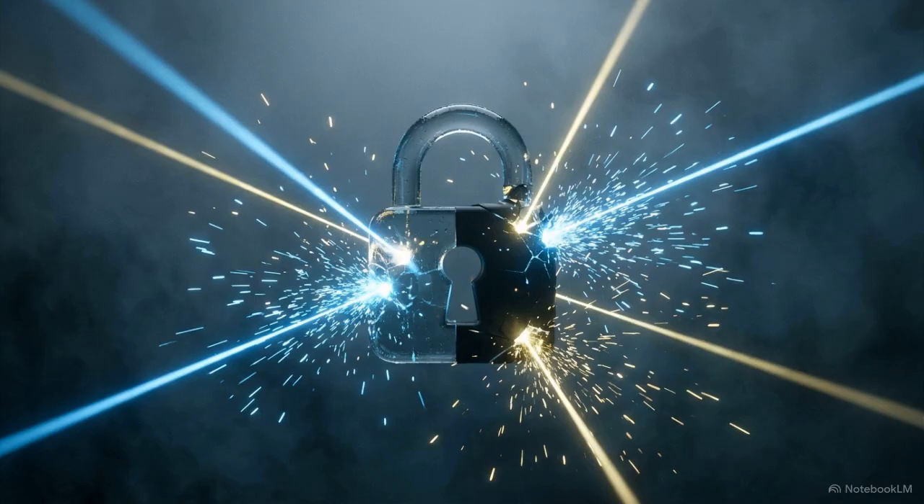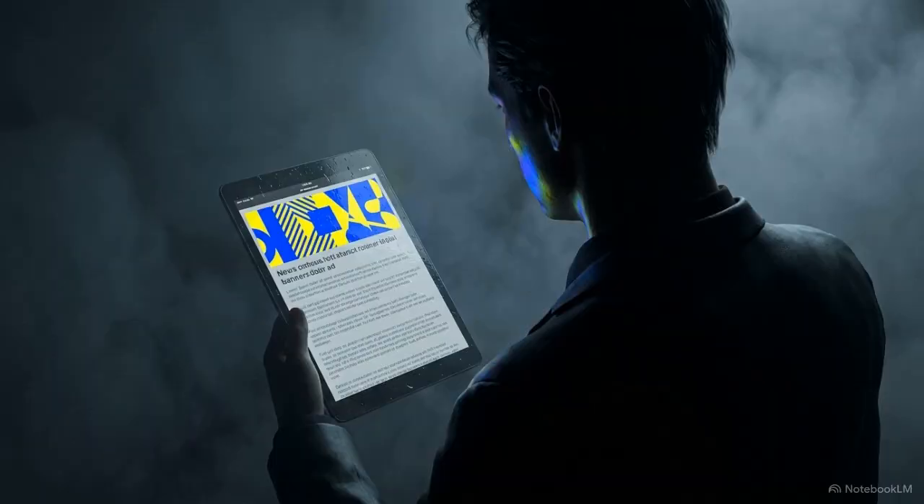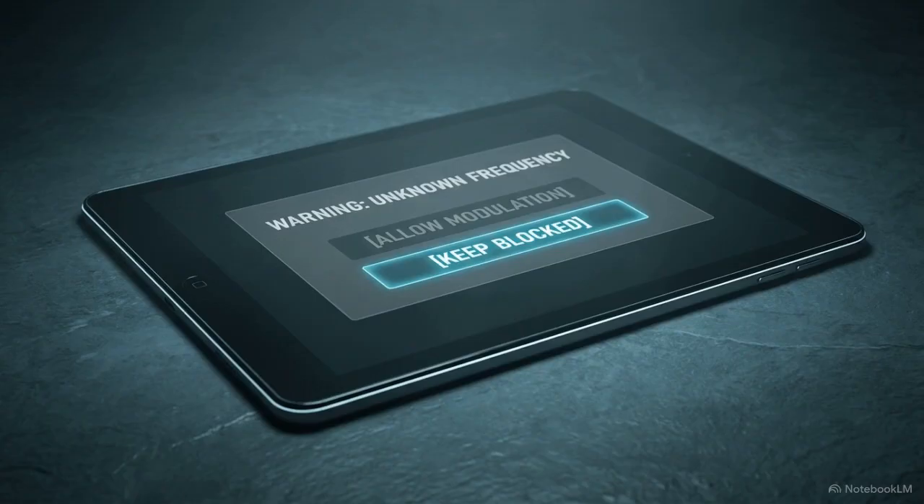Future operating systems will require built-in active firewalls. If an advertisement or a social media feed attempts to request an insomnia-inducing blue or an anxiety-triggering yellow, the system must intercept the request and prompt the user for explicit consent before allowing the biological modulation.